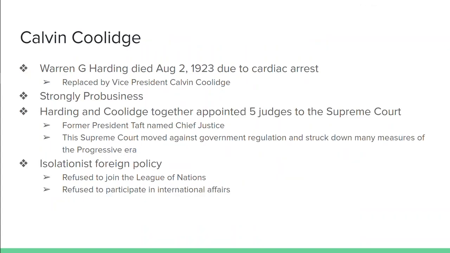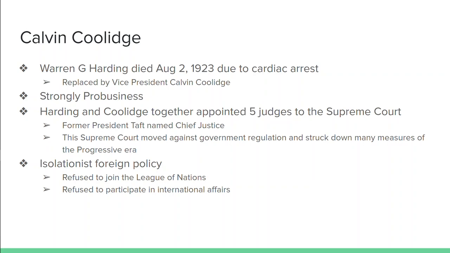And then in 1923, Warren G. Harding is going to die from a heart attack. And his vice president, a guy named Calvin Coolidge, is going to replace him. Now, I mentioned Calvin Coolidge in my video about how the farmers were being treated. And under Calvin Coolidge, if you remember, the Farm Act didn't get passed or anything like that.